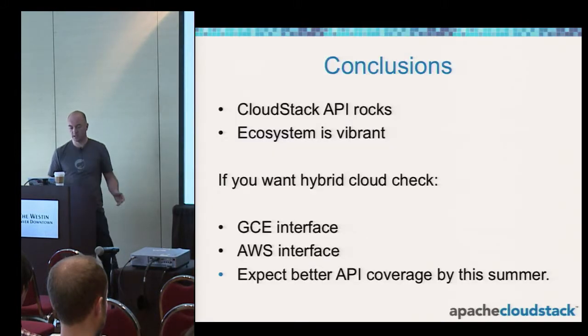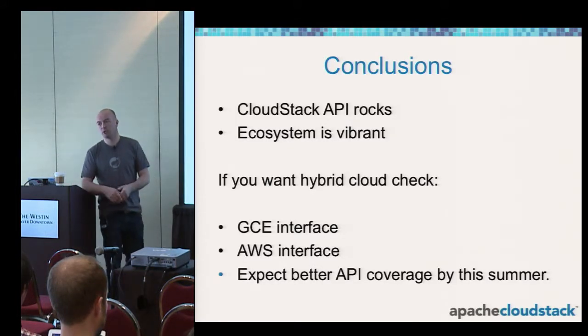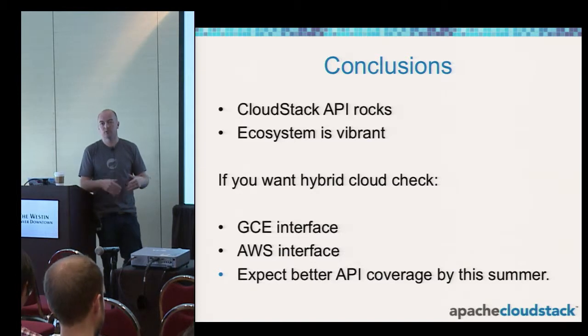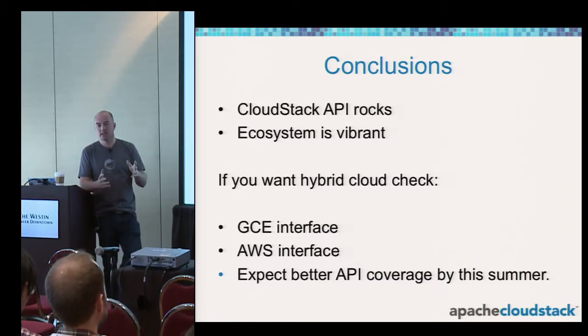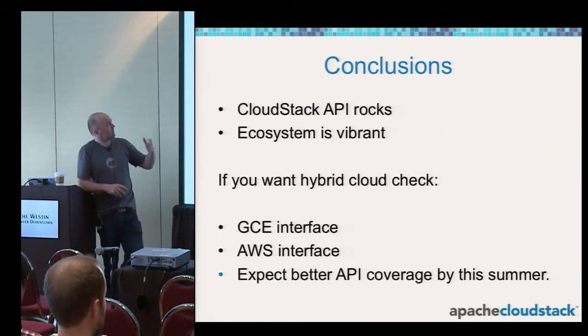So conclusions, the CloudStack API is great. Okay, we could live with the CloudStack API. It works well. It's like 300 methods. You can use things like CloudMonkey to use the CloudStack API, and you get 100% coverage of the API. So that's perfect. There is a very, very vibrant ecosystem out there, whether it's configuration management, data collection, you name it. So we have a pretty good ecosystem, and we keep on adding CloudStack support in all of this.